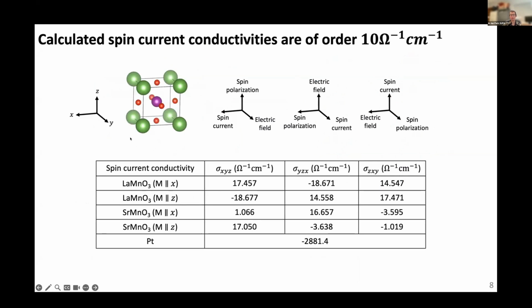So here are the results basically. We plotted here the crystal structure in Cartesian coordinates, and these are the three unique spin Hall conductivity tensors, and this is how the spin current, electric field, and spin polarization are configured. And basically what I want to show is that calculated spin Hall conductivities are on the order of 10 Siemens per centimeter, whereas for platinum it is on the order of 1,000 Siemens per centimeter.